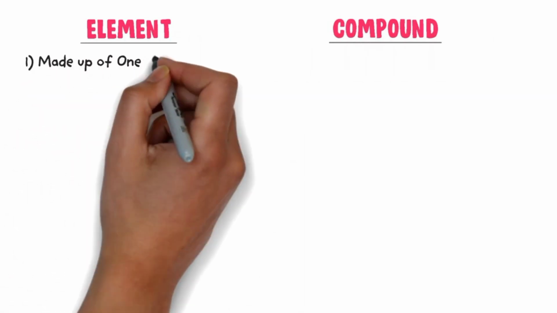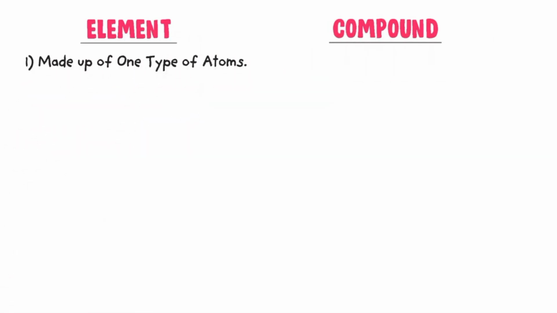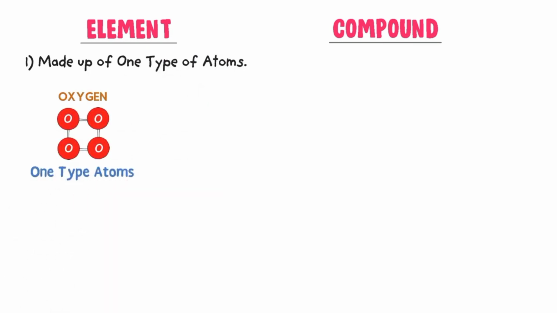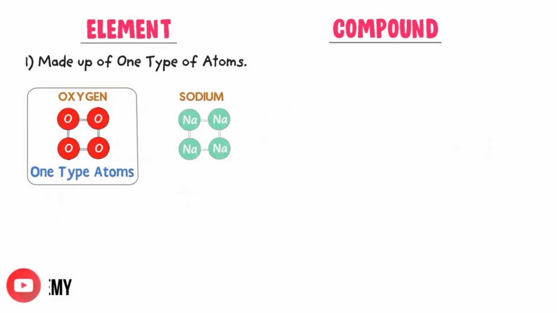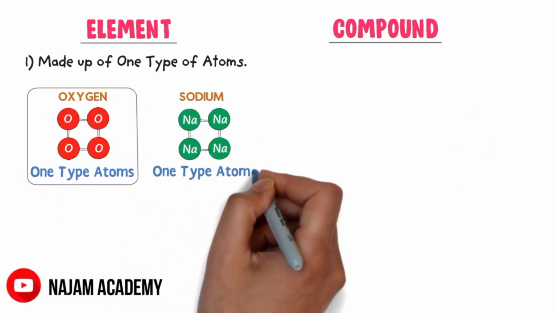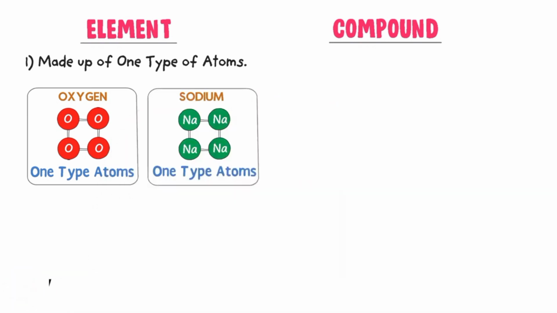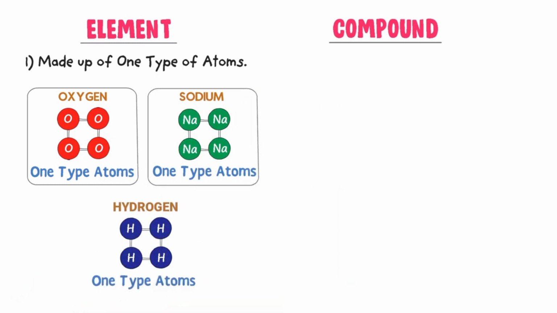Elements are made up of one type of atoms. For example, consider oxygen. Oxygen is made from one type of atoms, so it is an element. Secondly, consider sodium. It is made from one type of atoms, so it is also an element. Thirdly, consider hydrogen. It is also made from one type of atoms, so it is an element.